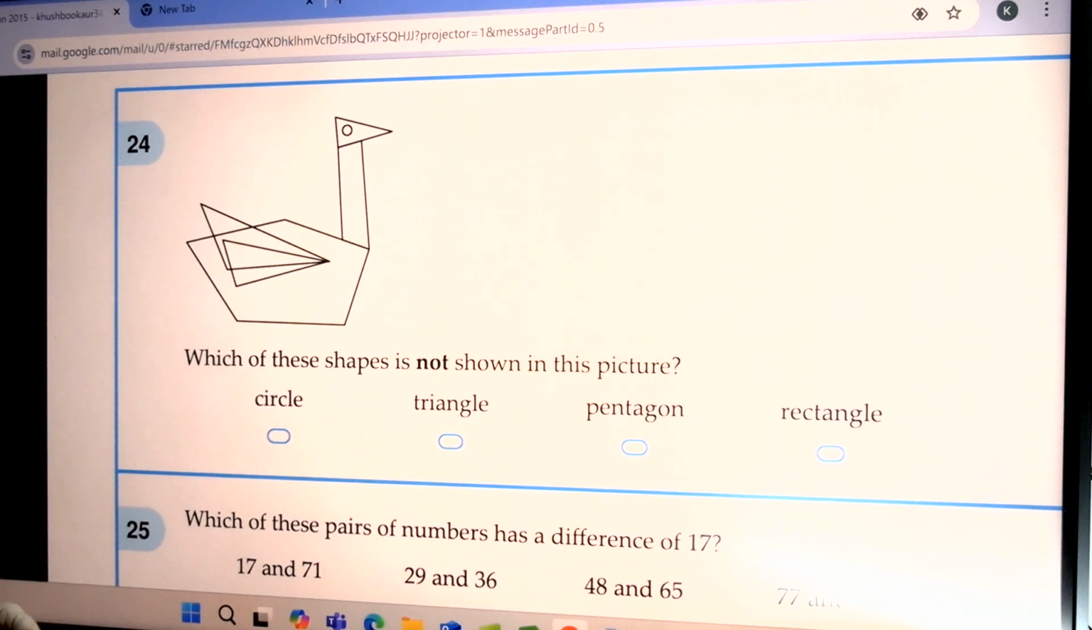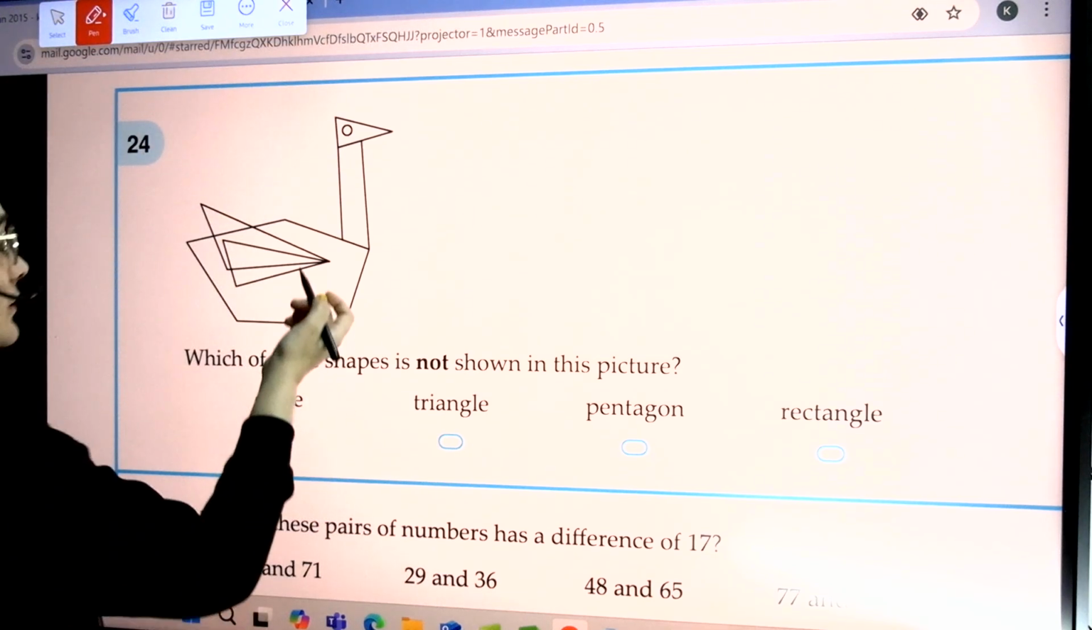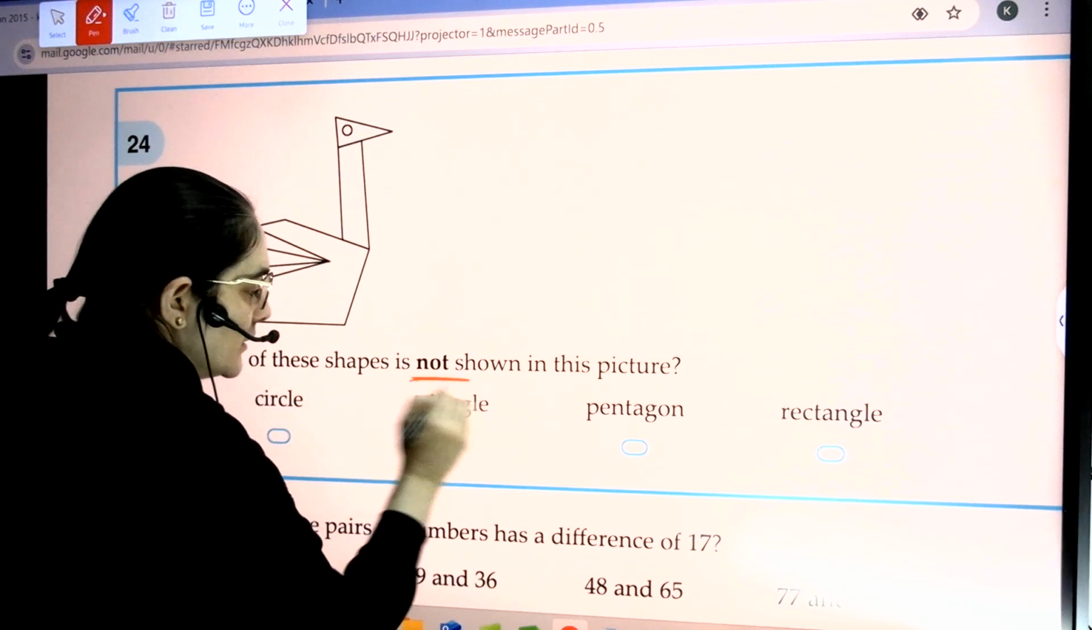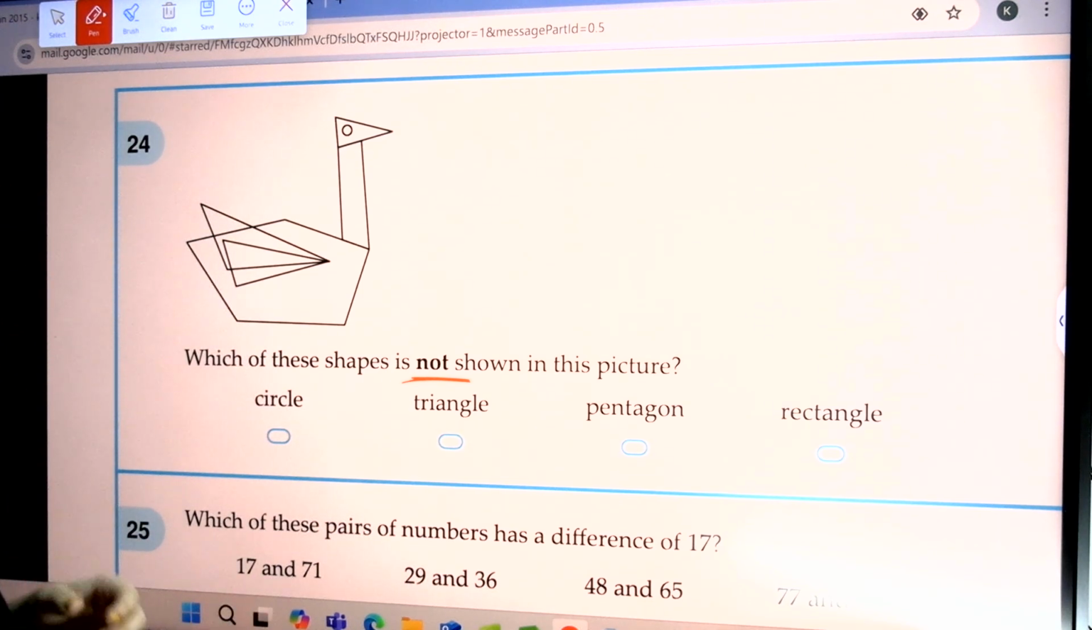Which of these shapes is not shown in this picture? Let's see what all shapes are there in this picture. Remember, sometimes they highlight the information, so not shown. Pay special attention. Don't pick the shape which is shown.